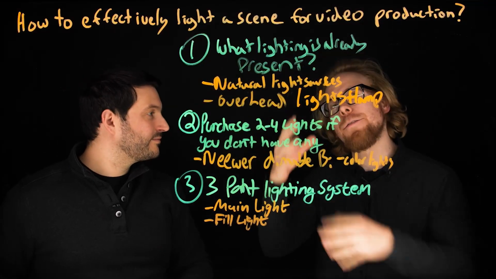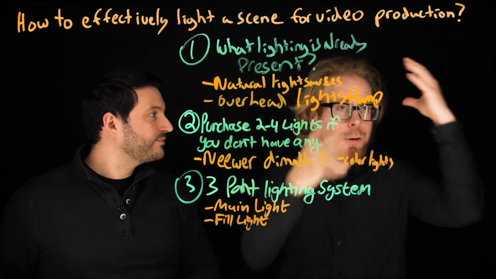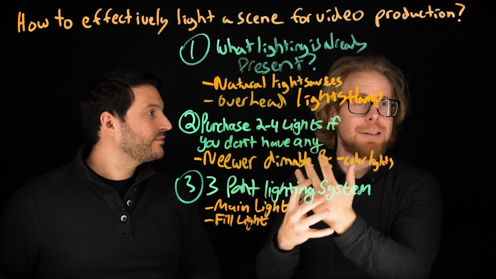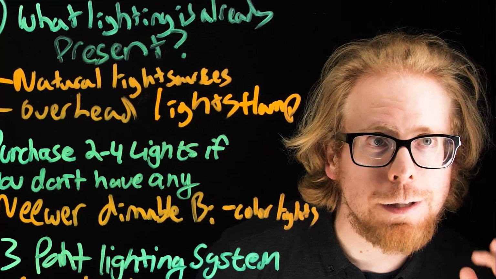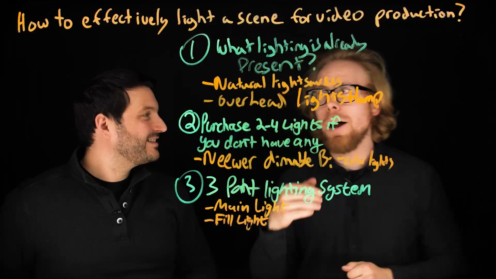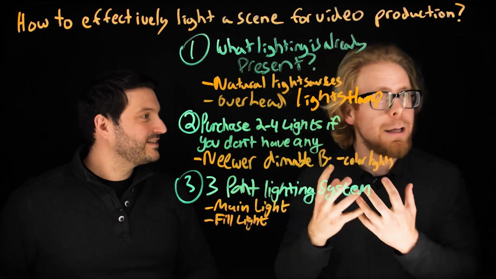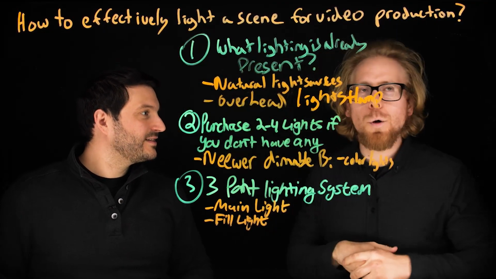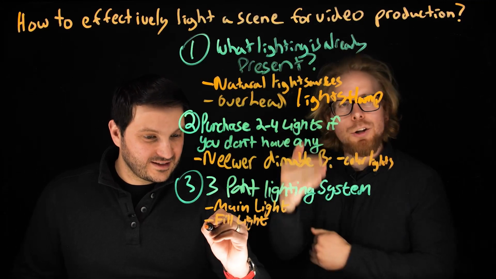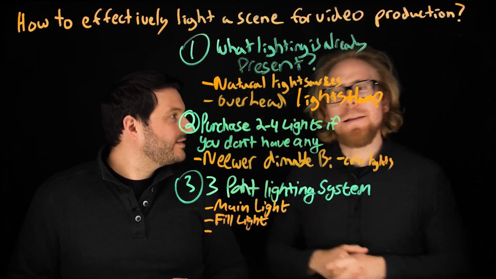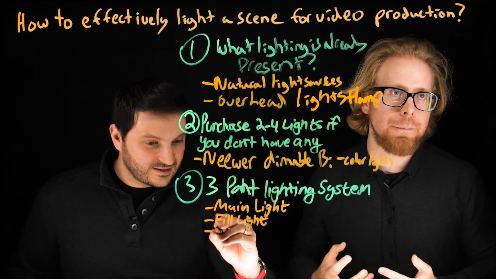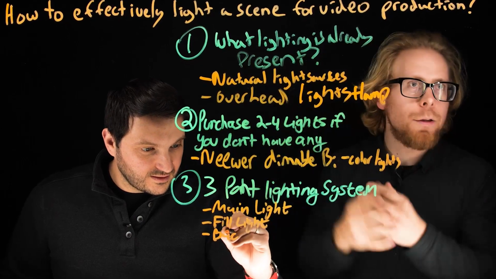You need a light to fill in because if there's a light here, there's going to be shadows on this side of my face. You kind of see it. I'm getting really close to this light. There's shadows over here. You need another light to fill in those shadows. And then you want some break between you and the background, and that is what we call a backlight. So you can see kind of how all that looks right here.